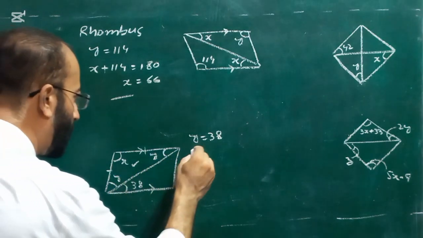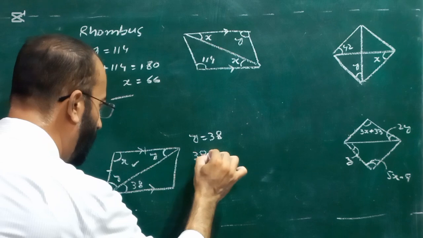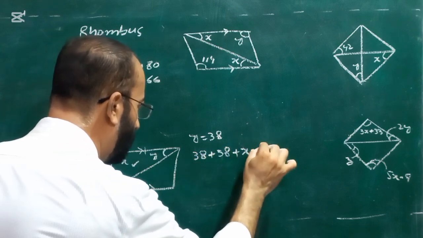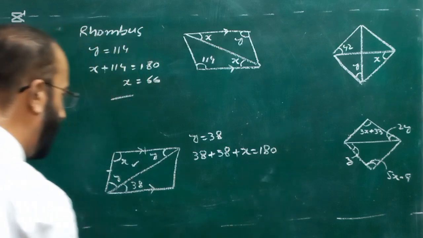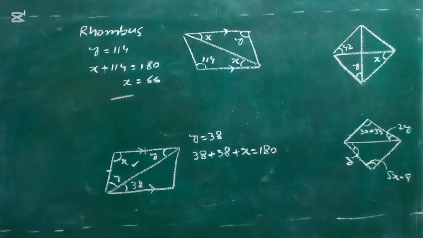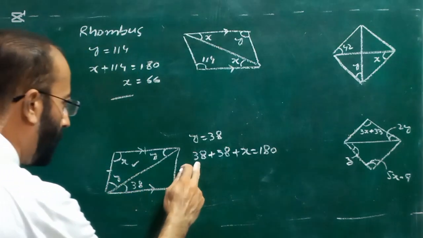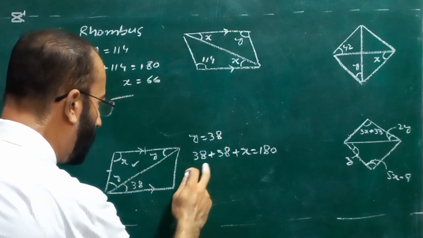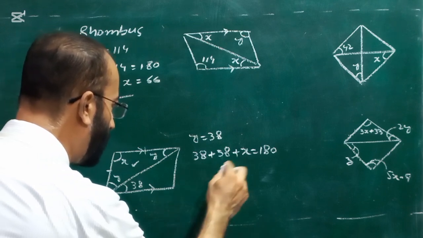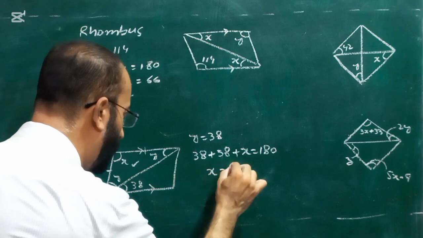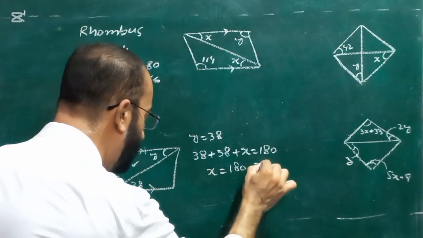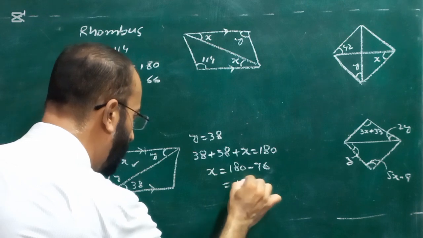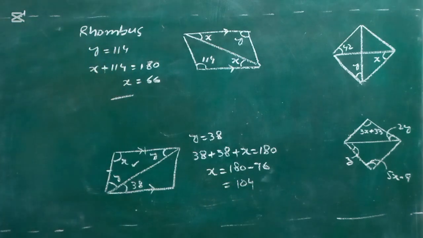So 38 plus x should be equal to 180 degrees, because the sum of the angles of a triangle is 180 degrees. So now this will make 76. 76 will be subtracted from 180 and the x answer will be 104.